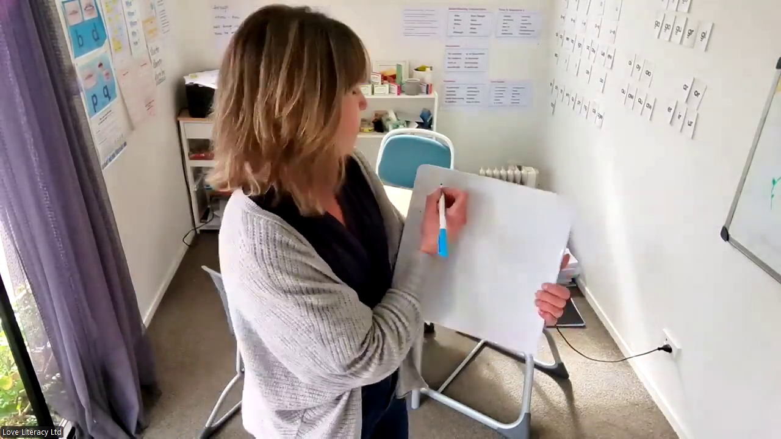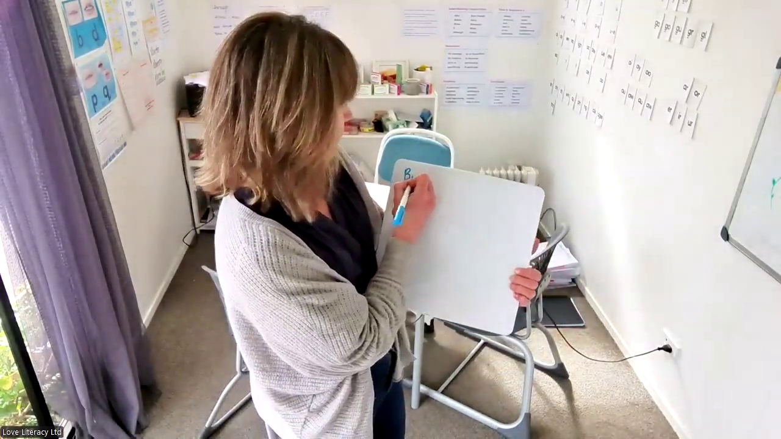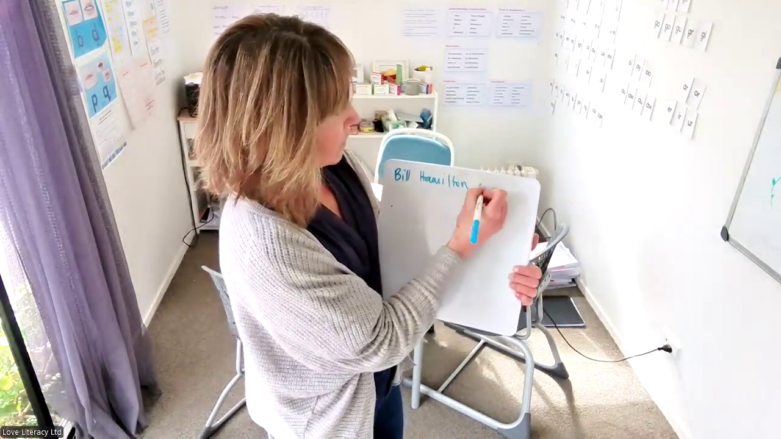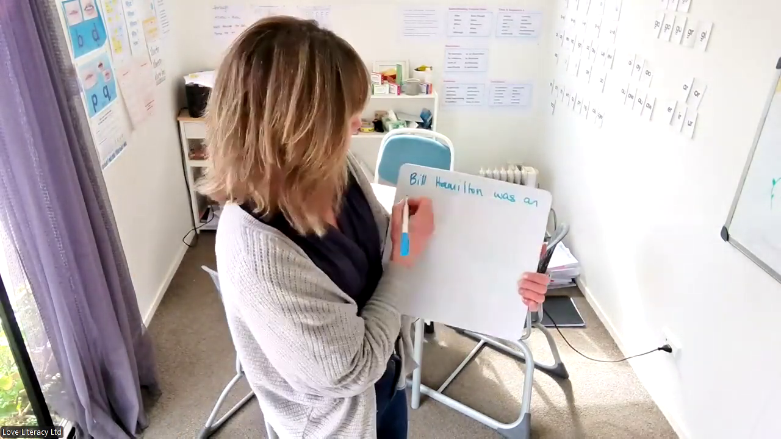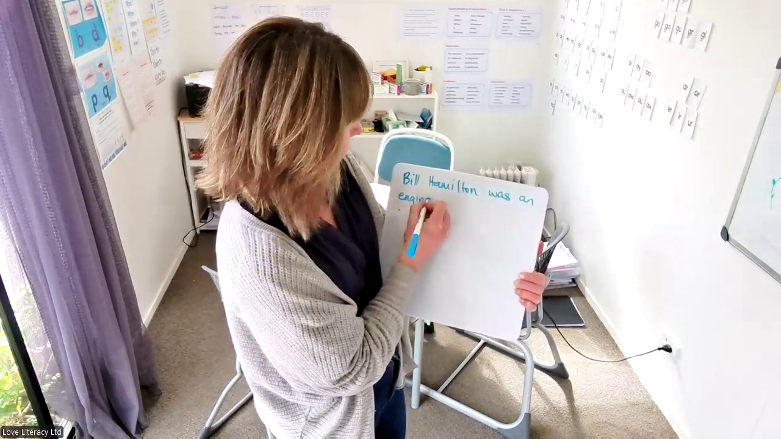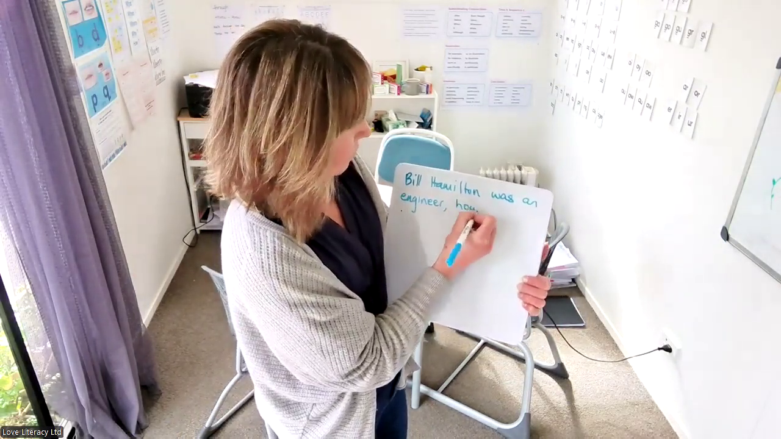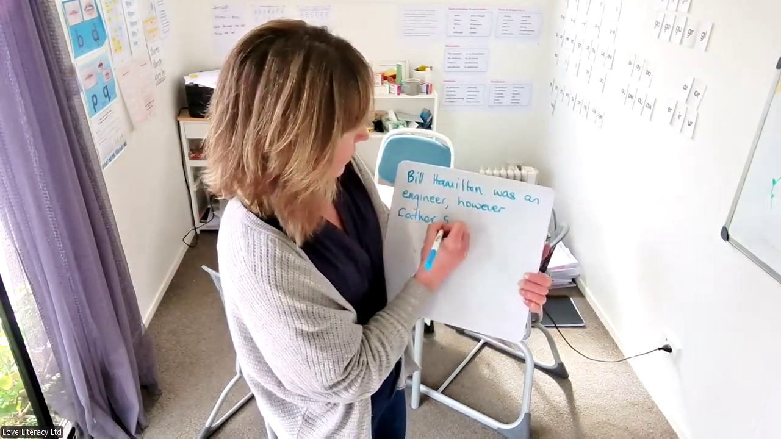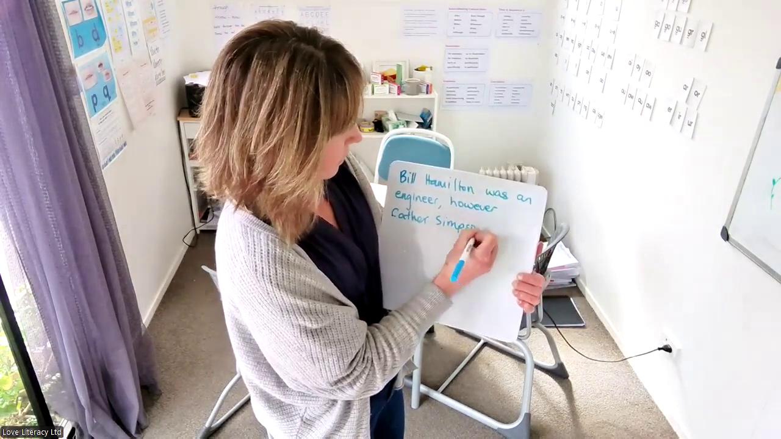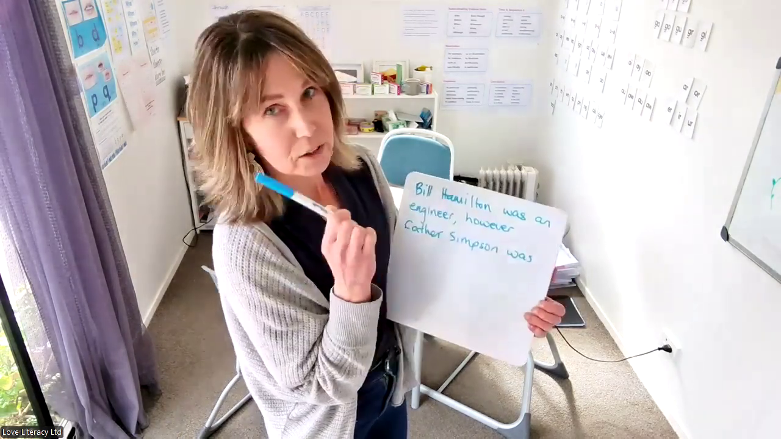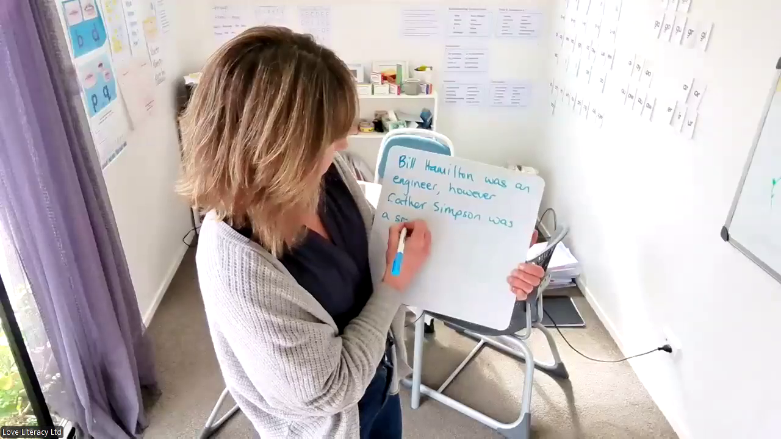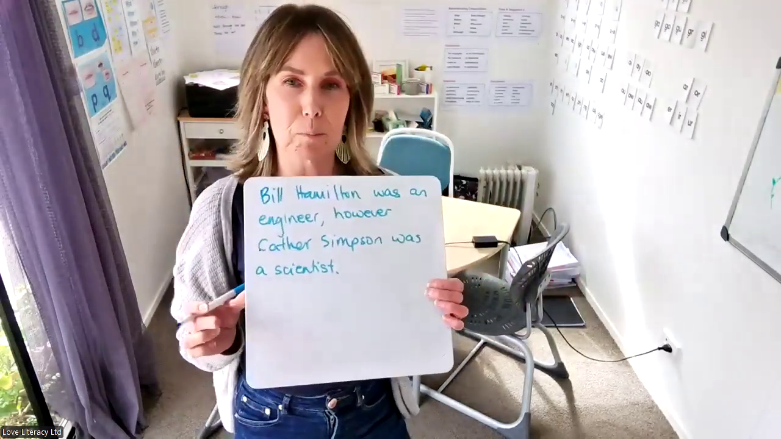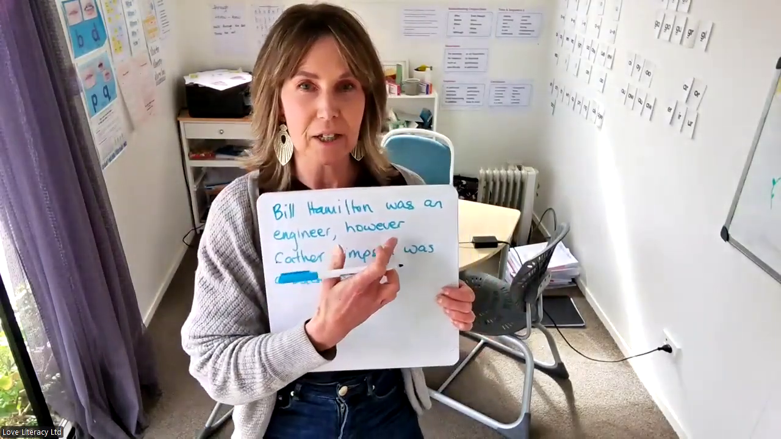So for example, Bill Hamilton was an engineer. However, Kather Simpson was, or is, she could still be alive, a scientist. Okay, so there we have a beautiful compare and contrast sentence using our transition words.